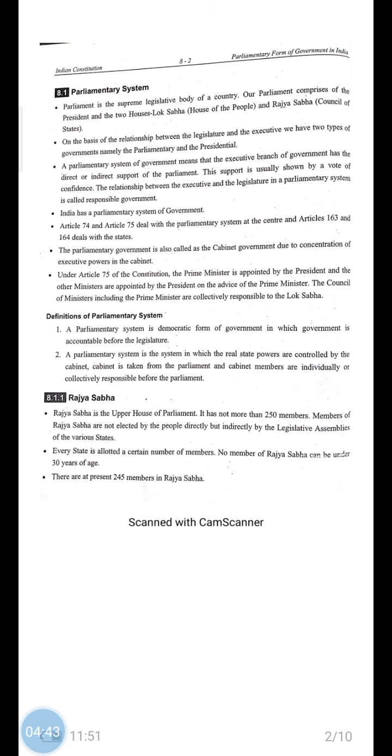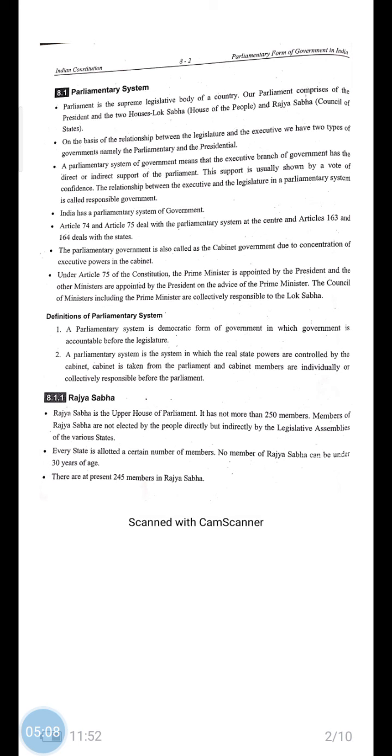Then the parliamentary system is a system in which the real powers are controlled by the cabinet, and the cabinet is taken from the parliament, and the cabinet members are individually or we can say collectively responsible before the parliament. કે જે પણ cabinet ના જે પણ members હોય છે તો એ collectively responsible હોય છે જે પણ decision લેવામાં આવે છે એને regarding બરાબર.